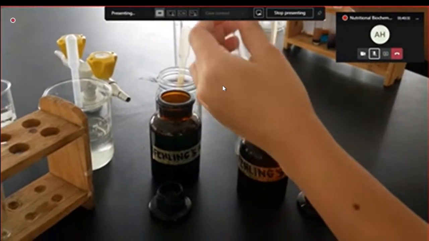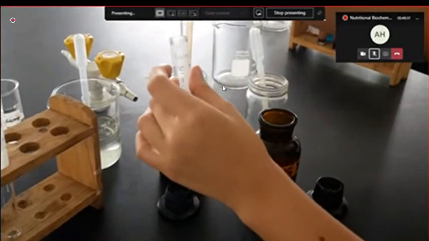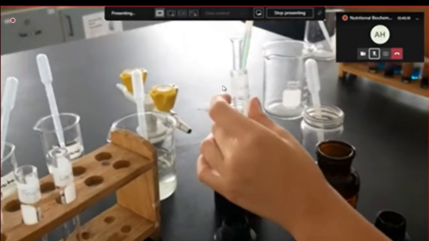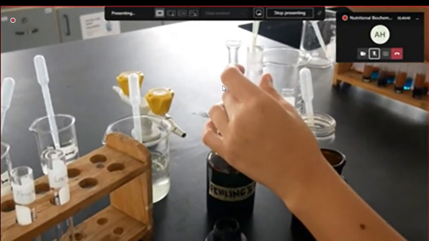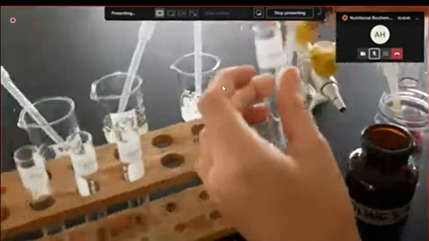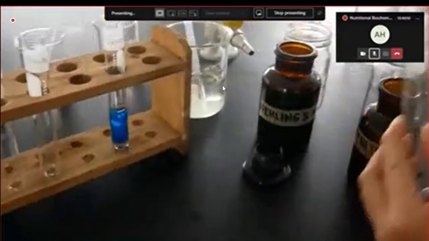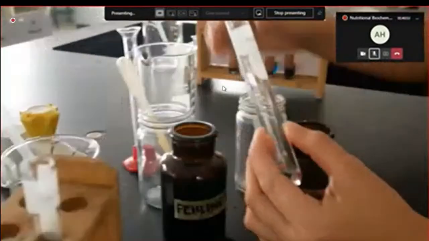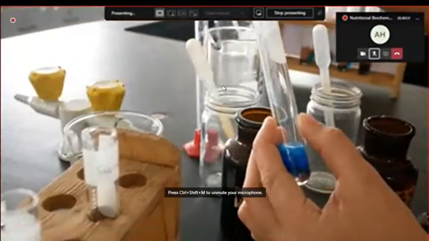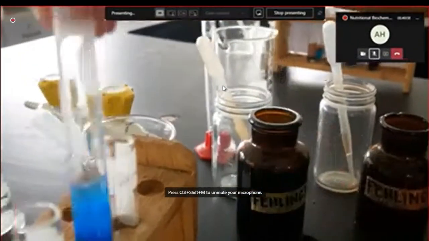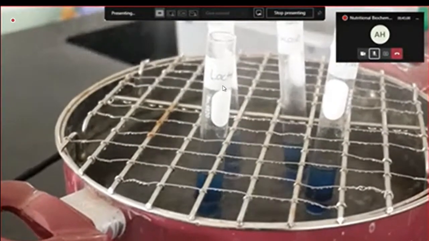So for the procedures, in each of the test tubes, we are going to mix 1 ml of Fehling's solution A and 1 ml of Fehling's solution B and add 3 ml of water. After that, the 4 test tubes are placed in a boiling water bath for 1 minute.